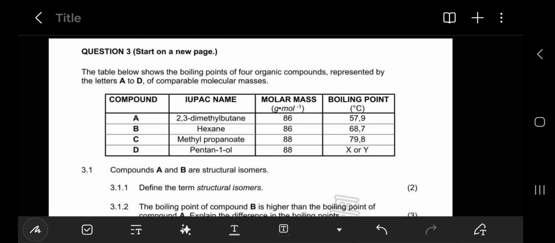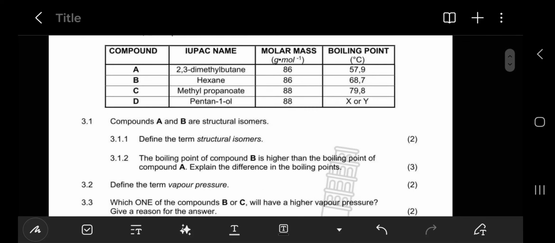Now for compounds A and B, their molar mass is the same. For compounds C and D, molar mass is the same. And if we look at boiling points, we notice from top to bottom the boiling points are increasing. But for compound D, it just says X or Y. So we're going to need a bit more information on that, which probably will come later on in the question. Now 3.1 says, compounds A and B are structural isomers.